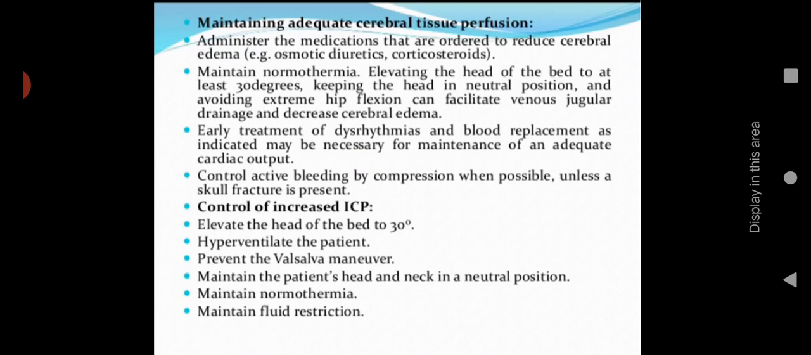Then we have to control increased ICP by elevating the head to 30 degrees. Hyperventilate the patient; we have to provide proper oxygenation. Prevent the Valsalva maneuver. Then maintain the patient's head and neck in a neutral position. Maintain normothermia, the normal body temperature. Then maintain fluid restriction. If the intracranial pressure is markedly increased, then we have to maintain the fluid restriction.